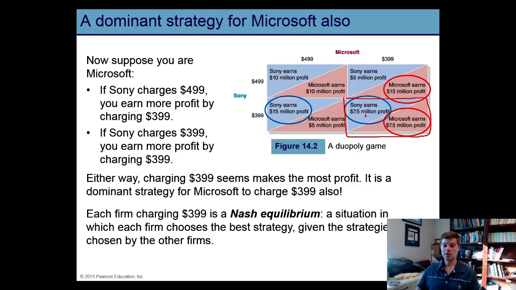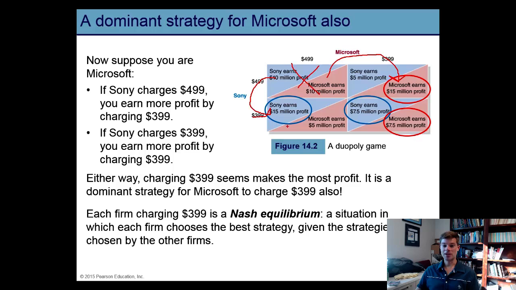If Sony picks the other row, its profits will go down. If Microsoft picks the other column, its profits will go down. So neither firm has an incentive to change their behavior. You'll notice at any of the other boxes, one of the two firms could increase their profits by picking the other outcome. If we were at the upper left-hand box, then Microsoft could increase profits by picking the other column, and actually Sony could increase profits by picking the other row. So that's not a Nash equilibrium.